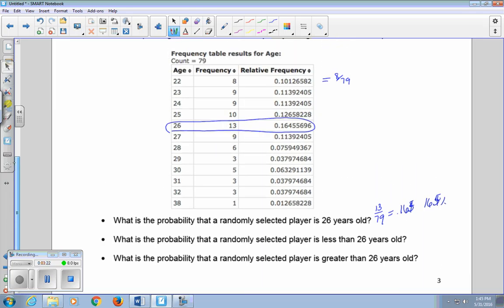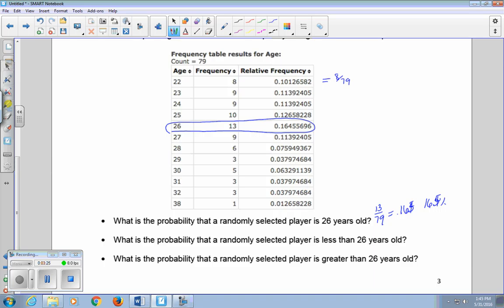What is the probability that a randomly selected player is less than 26 years old? So that's going to be everybody that's under the age of 26. In order to figure that out, we would need to sum up 8 plus 9 plus 9 plus 10 over 79, which is equal to about 45.6%.